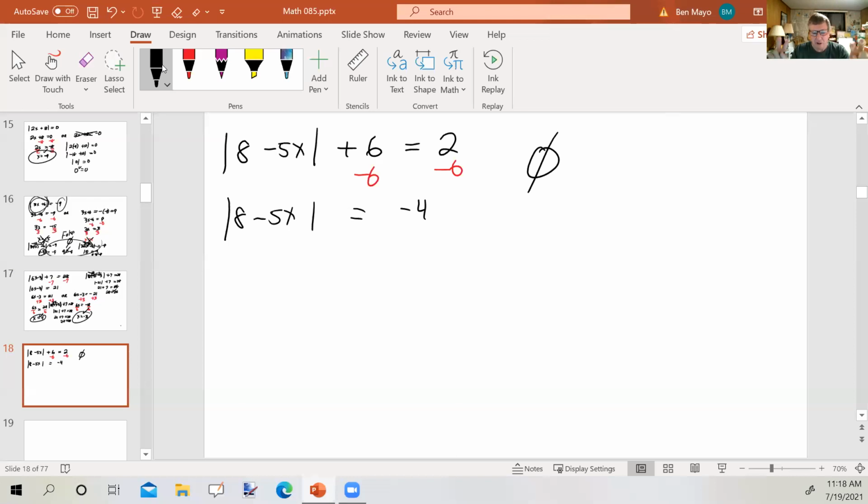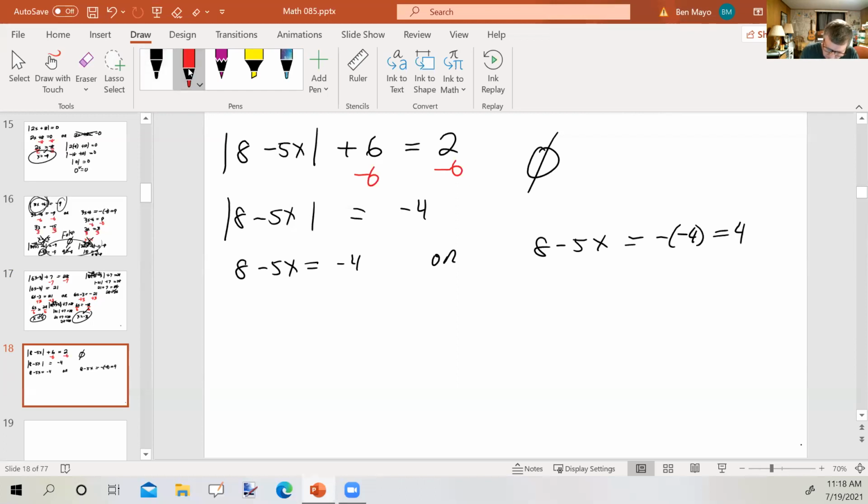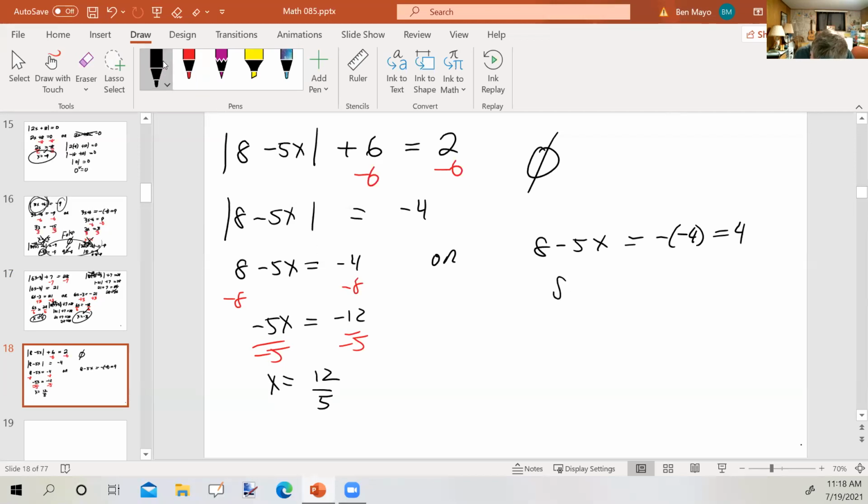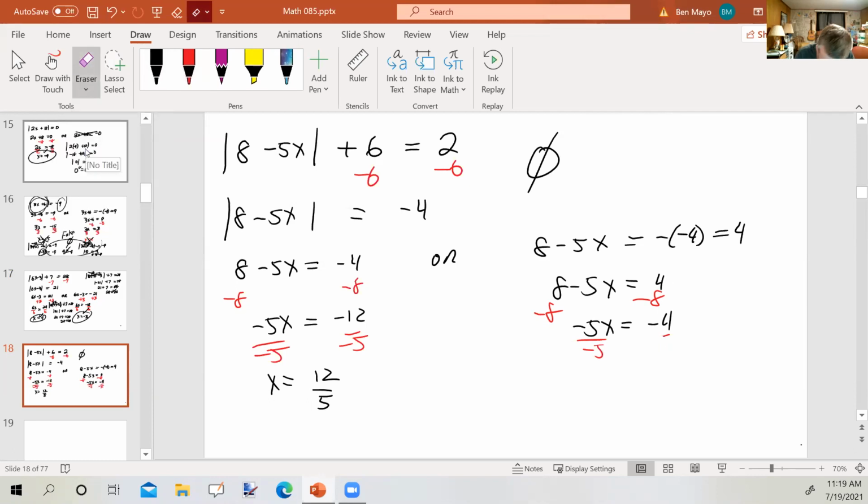If it asks you to find what they call extraneous solutions, we'll jump ahead here and ignore the fact that we already know there's no solution. This would give us these two possibilities: 8 minus 5x equals negative 4, or 8 minus 5x equals the opposite of negative 4, which would just be 4. Solving the first equation, I'll subtract 8 from both sides, and I get negative 5x equals negative 12. Divide by negative 5, x equals 12/5. Solving the second equation, 8 minus 5x equals 4. Subtracting 8, we get negative 5x equals negative 4. Divide by negative 5, we get x equals 4/5.